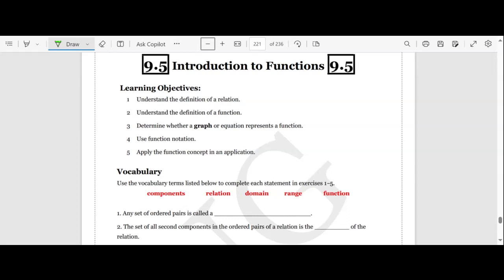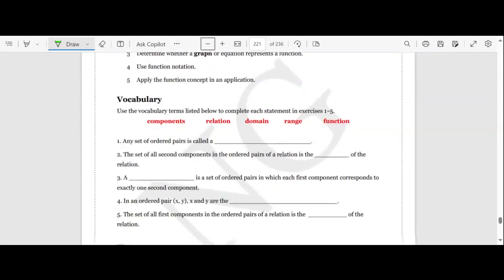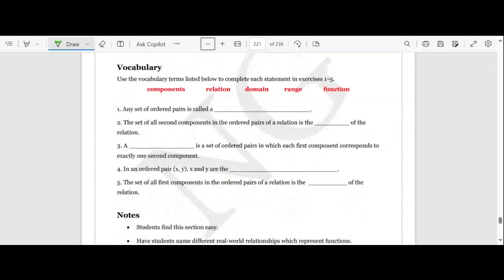The vocabulary. Use the vocabulary terms listed below to complete each statement in exercises 1 to 5. Components, relation, domain, range, and function. So as we see here, let me tell you what is domain. Domain is the X values. Range are the Y values. Okay? Relation. Any set of ordered pairs is called what?